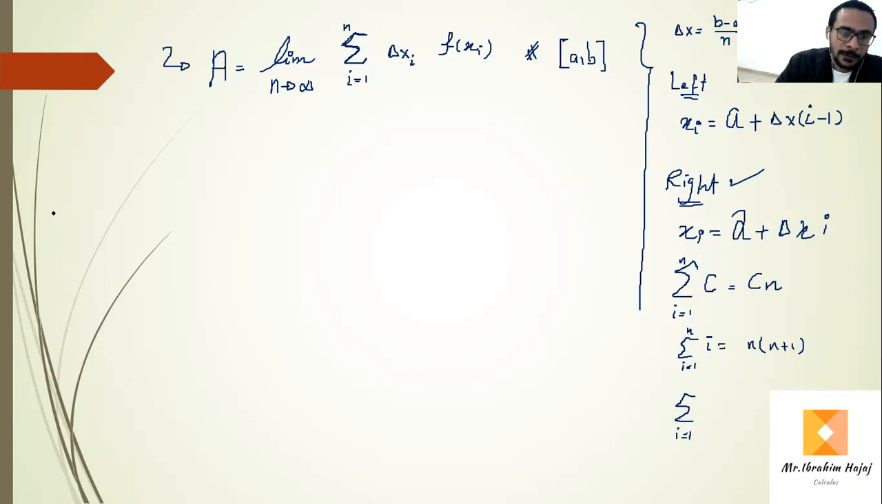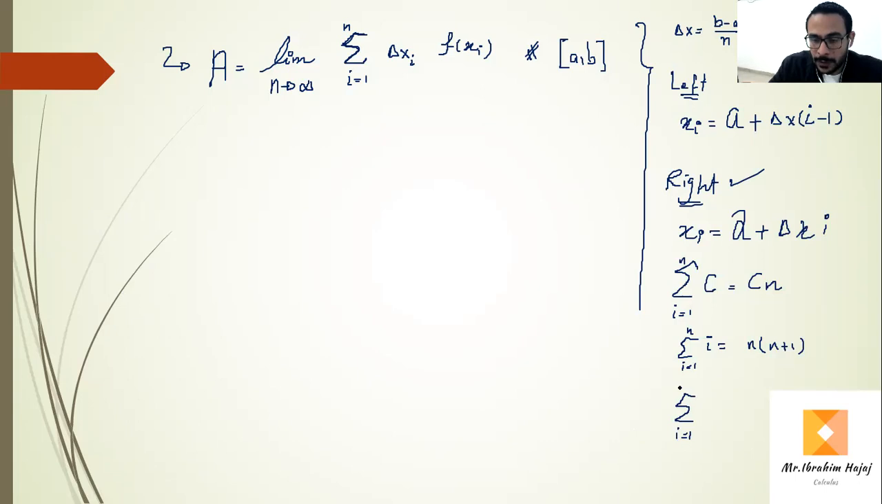For example, what's the summation when i is 1 to 5 of i to the power of 3? It's 1 to the power of 3 plus 2 to the power of 3 plus 3 to the power of 3 plus 4 to the power of 3 plus 5 to the power of 3. Like this, the expansion of the summation.